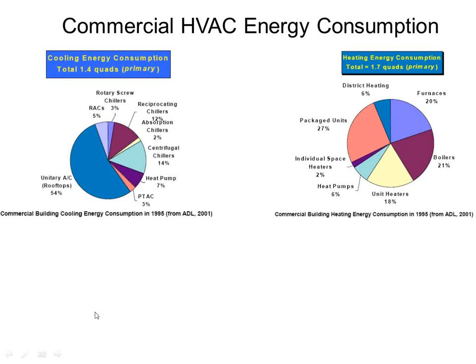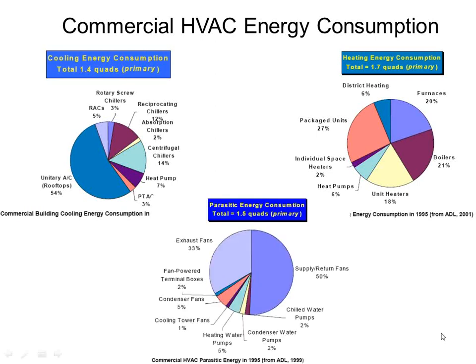So it is a huge part of the market that's kind of been neglected from the energy standpoint for decades. On the right-hand side is the heating energy, 1.7 quads of energy for the country, so a little more energy used to heat than cool on commercial buildings on average. And a quarter of that is packaged rooftop units, a quarter of it is furnaces, a quarter of it is boilers, a quarter of it is unit heaters. Right? So we can still affect a lot of energy on the heating side, not just the cooling side.